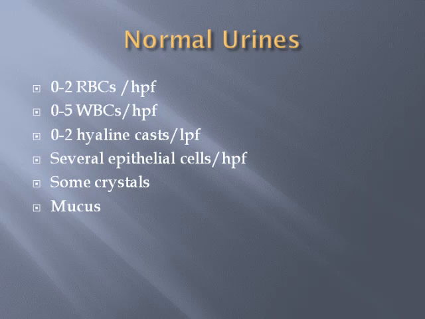So normal urine can have 0 to 2 red blood cells per high power field, 0 to 5 white blood cells, 0 to 2 hyaline casts, possibly several epithelial cells, especially if it's from a woman, and some crystals, and that can be normal. There certainly can be mucus present in a normal urine. So these things should not be alarming. Again, you do report what you see, and in the absence of any other abnormal findings, this should not be alarming to anyone.